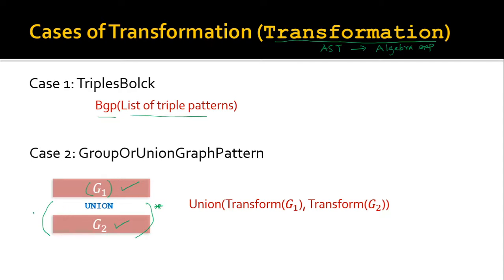Now, if this part is not existing because of this star, then you just have the transform of G1 to be the value or evaluation result of this group or union graph pattern. But on the other hand, you can have two graphs, their union together. Then you can define the algebraic operation corresponding to this particular pattern to be the union function, and inside the union function you have two arguments: one is the transformation of G1 and the other the transformation of G2, right?